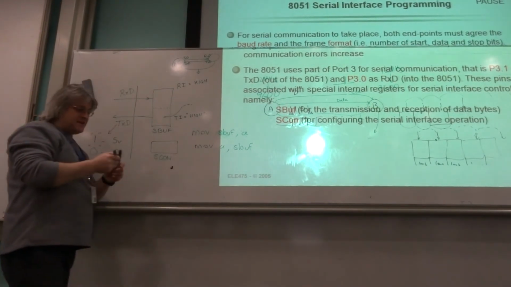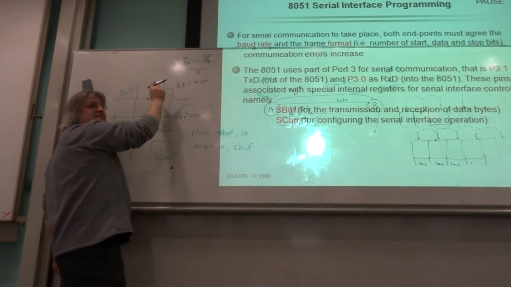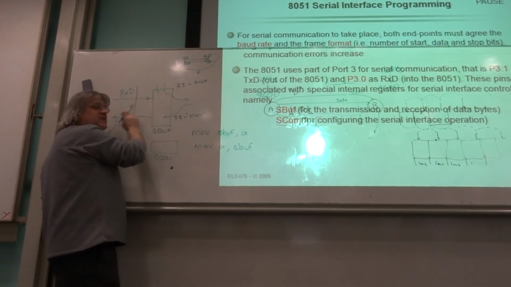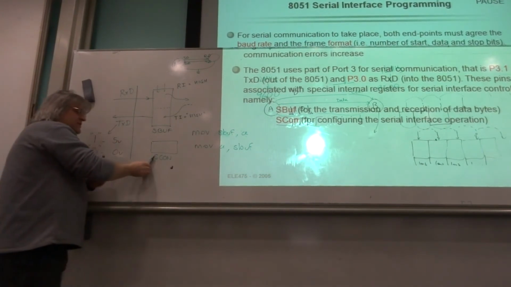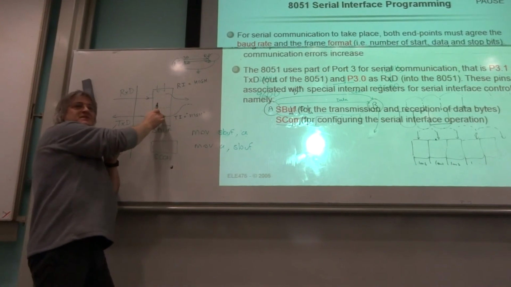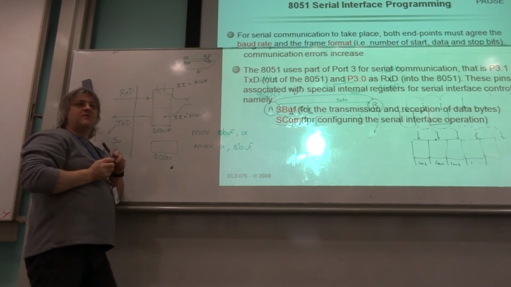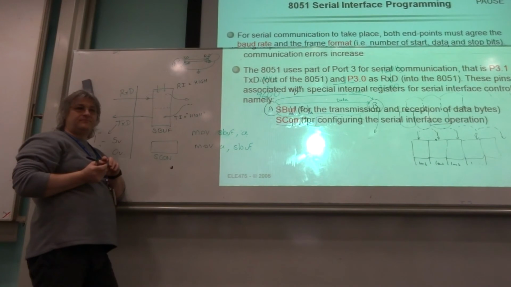The one thing I'll say to finish this off is, well, how do we know when to sample the data that's coming in here? And on the transmit side, how do we know at what speed to be sending the information out on TXD? That's all under the control of the serial control register, a special function register, and you can choose this to be various means of generating that clock. The most normal way of doing it is we use one of the timers to do it for us.